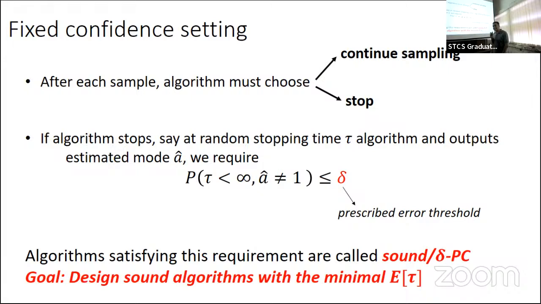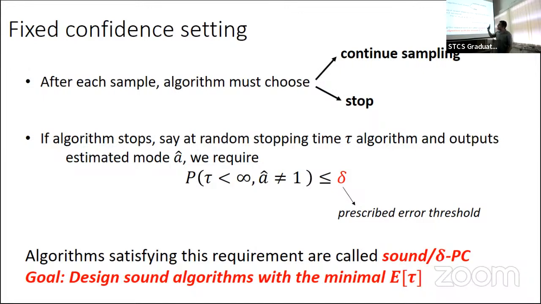So the goal is to design sound algorithms with the minimal expected stopping time. If you want your expected stopping time to even be finite, you must stop with probability 1. In which case, it's really the probability of giving the wrong answer that is actually being counted. So soundness is like a baseline requirement, and on top of that, I want to design sound algorithms which minimize the expected stopping time.